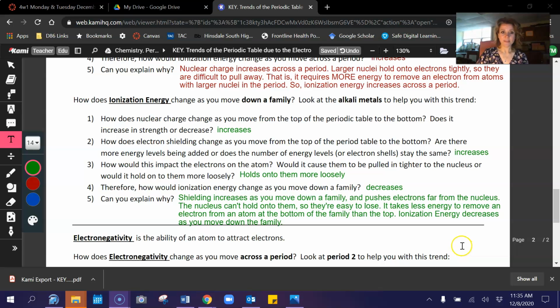All right, everybody, this is the answer that I created. Can I explain why ionization energy decreases as you go down a family? Well, it's because of shielding. Shielding increases as you move down a family, and the more shielding, the further away from the nucleus the electrons are. So the nucleus can't hold on to these electrons, and they are easy to lose. Therefore, it's going to take less energy to remove electrons from elements that are at the bottom of the family than it is from elements at the top of the family. So ionization energy decreases as you move down the family.